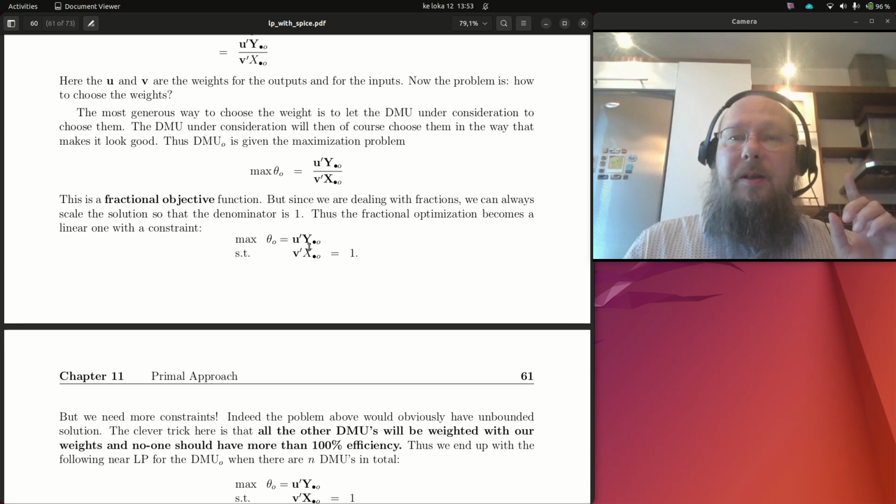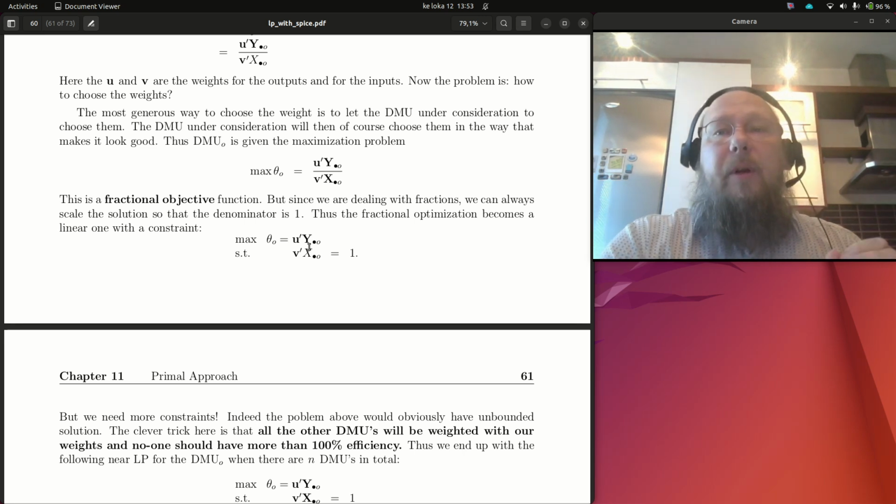And now comes the second clever trick, or this actually is the clever trick for this DEA business. This trick here works for every fractional program. So whenever you have maximizing some rational function, so a function that is linear divided by another linear, you can always turn it into a linear optimization problem by constraining the denominator, the downstairs, to be 1. This you can do always. This is a general trick.